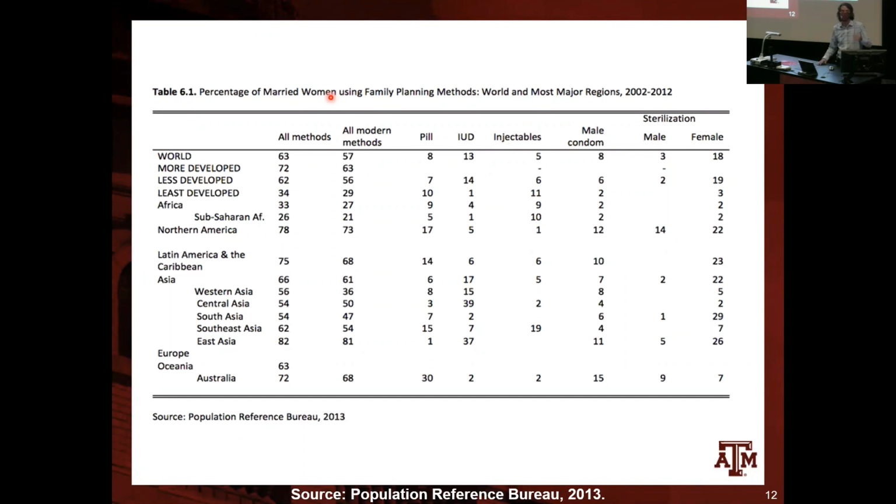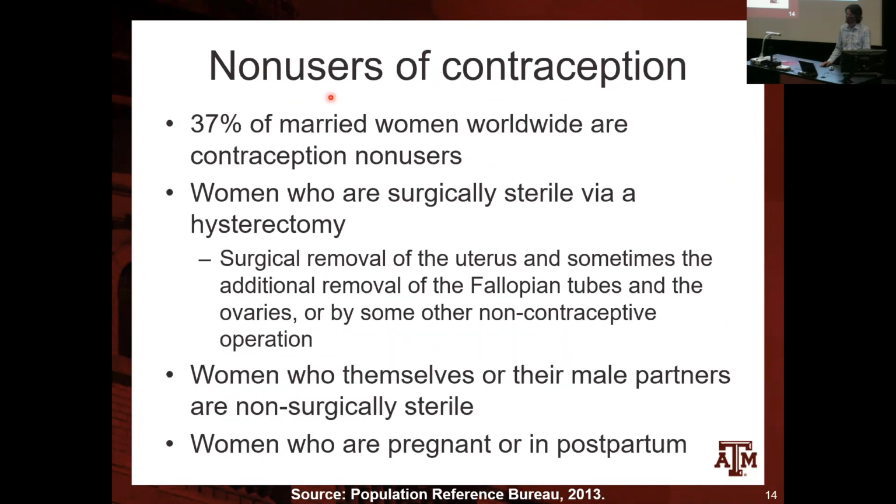Does it mean that 37% of women are at risk or have a chance to get pregnant? No. And that's the discussion that we're going to have in these next slides. That table is showing that 37% of married women worldwide are contraception non-users. They don't use any kind of method, traditional or modern. However, within this 37%, there are several subcategories of women.